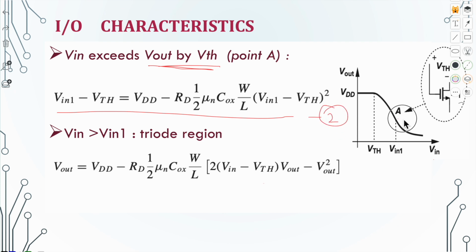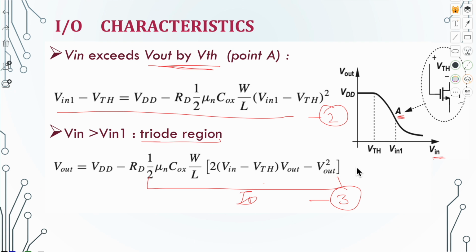After this point A, as Vin is increased, M1 enters into the triode region. The triode region current equation is this one. So Vout is given by equation 3. So this is about the input-output characteristics of the resistive load common source amplifier.